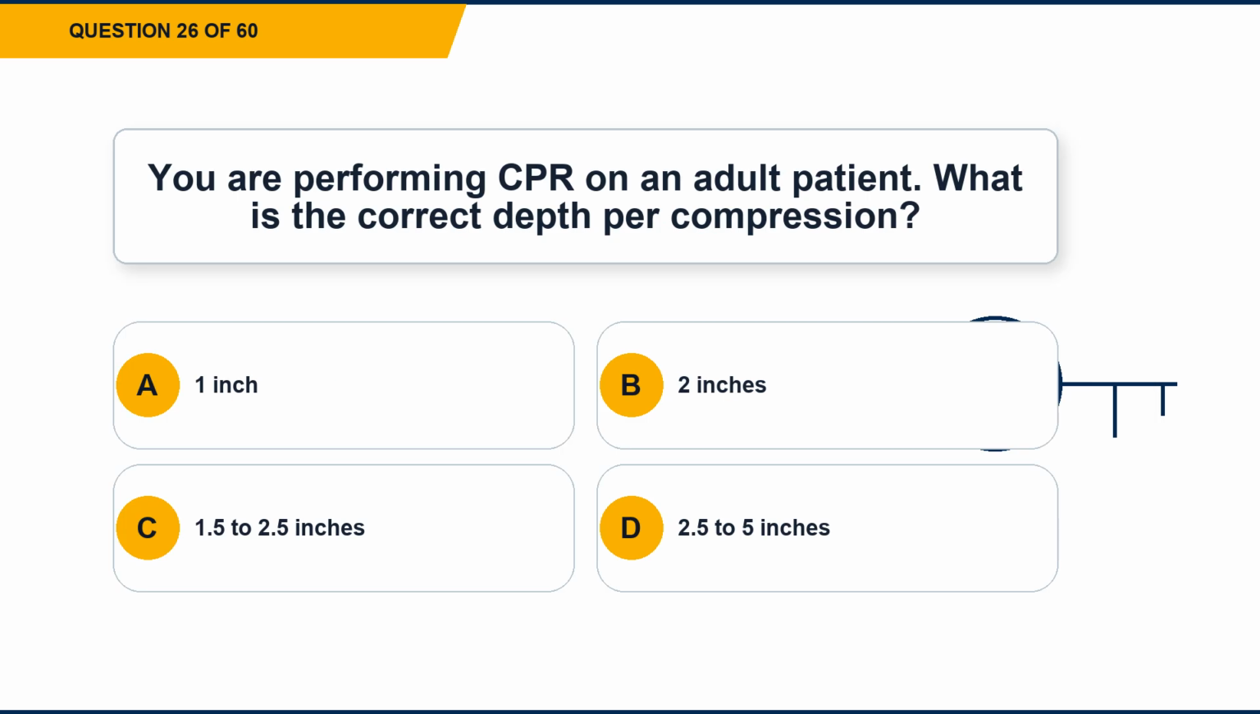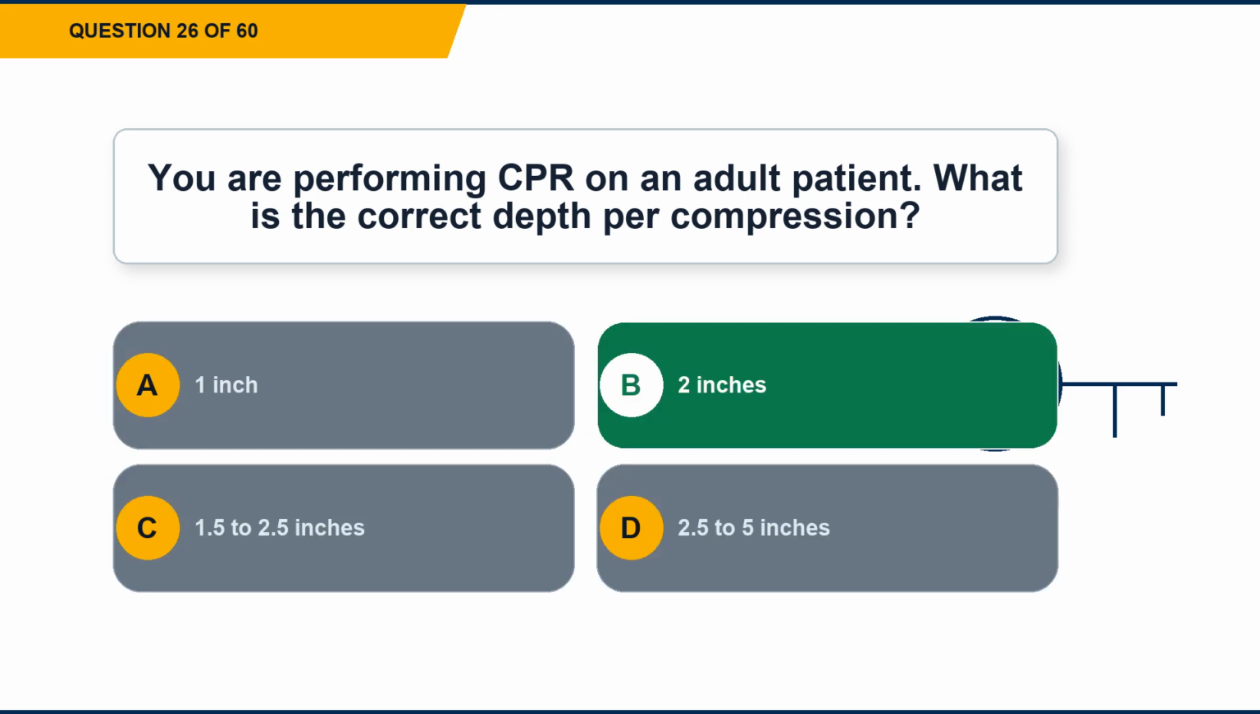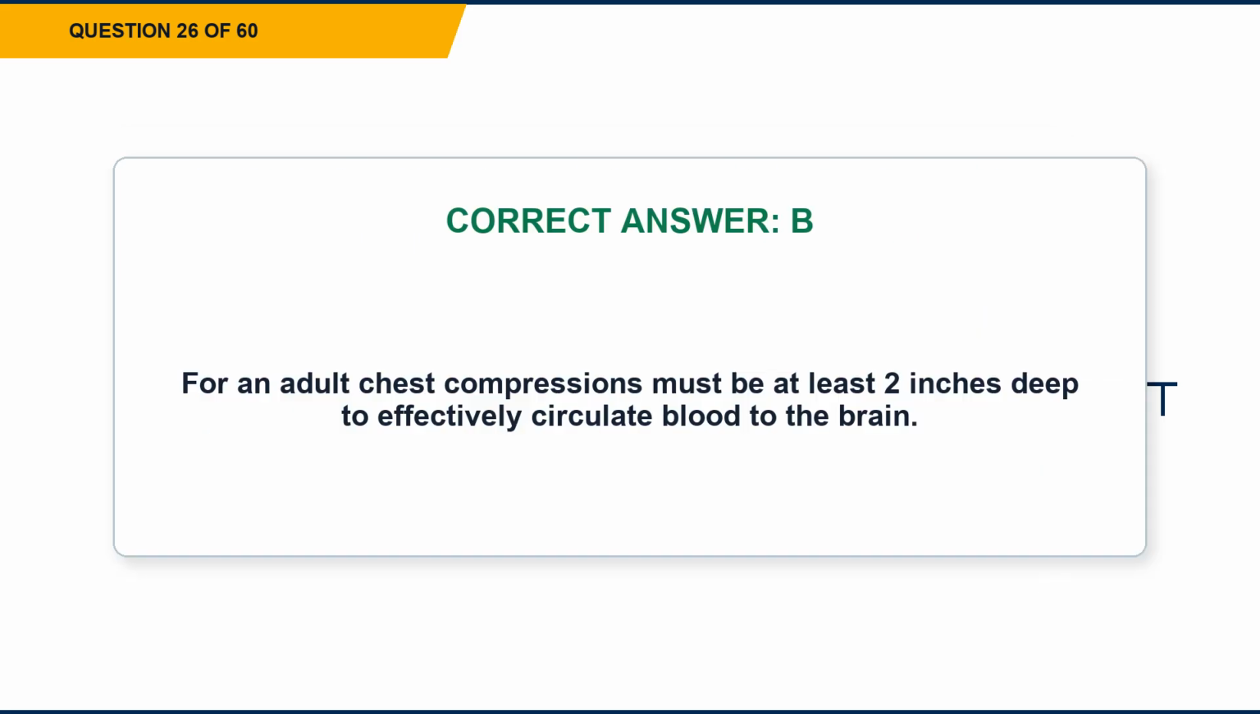Question 26. You are performing CPR on an adult patient. What is the correct depth per compression? Option A, 1 inch. Option B, 2 inches. Option C, 1.5 to 2.5 inches. Option D, 2.5 to 5 inches. The correct answer is option B, 2 inches. Explanation. For an adult, chest compressions must be at least 2 inches deep to effectively circulate blood to the brain.